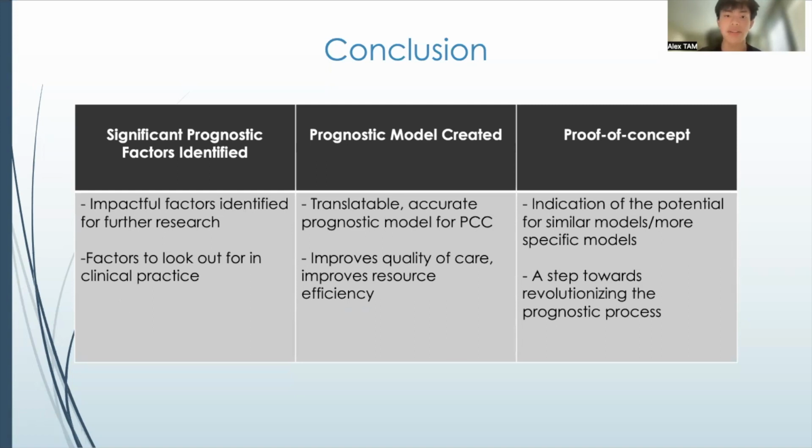We've also created a translatable, accurate prognostic tool for palliative cancer care, which can improve the quality of care that we're distributing to patients and also improve the resource efficiency of our hospitals and our healthcare system. And we've also proved the concept where we've indicated that there's potential for similar models or more specific models to prognosticate within this area. And it's a step towards revolutionizing the prognostic process and ensuring that we're consistently delivering accurate treatments.